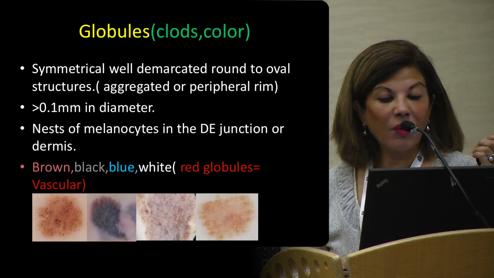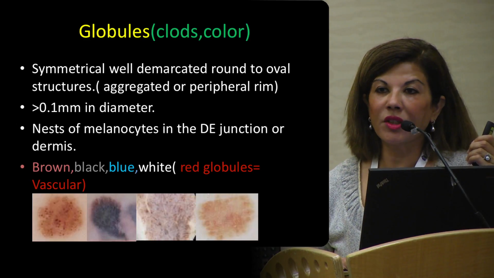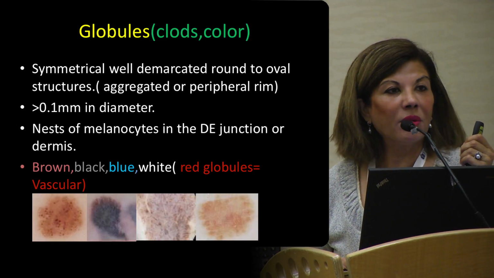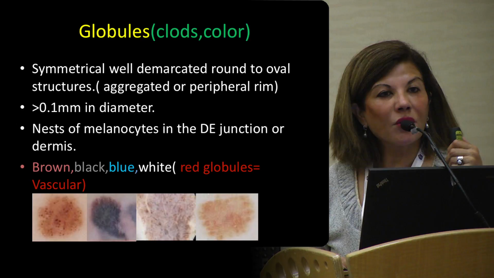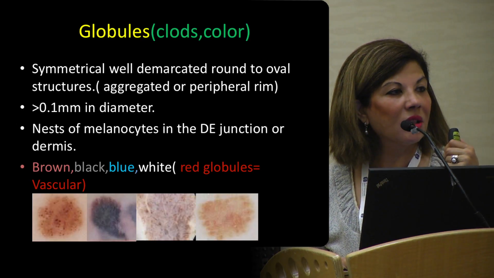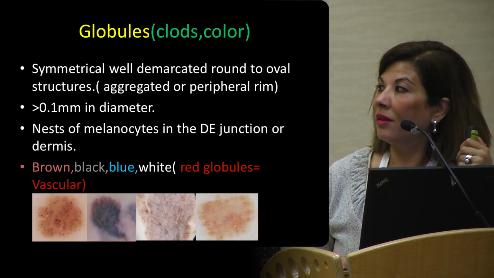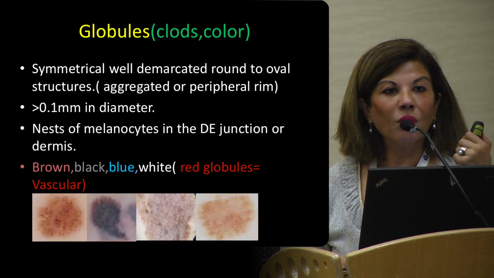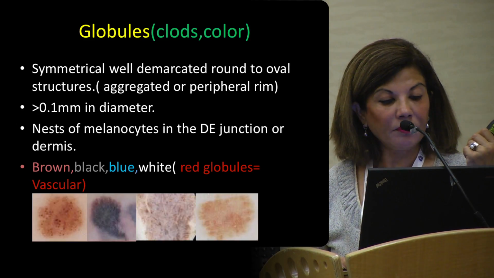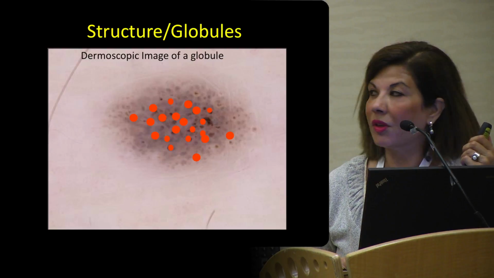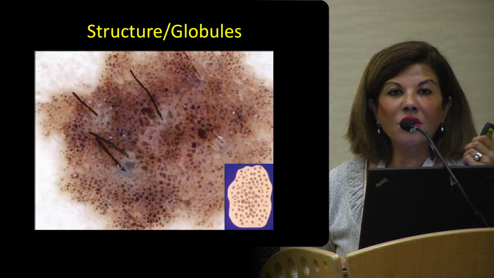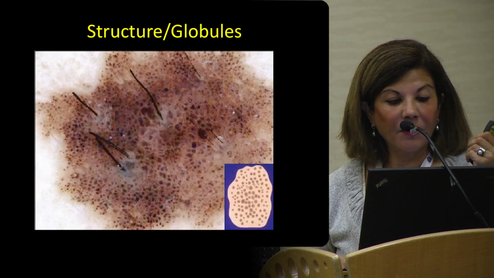Globules are symmetrical, well-demarcated, round-to-oval structures, typically more than 0.1 millimeter in diameter, and they constitute a nest of melanocytes in the dermal-epidermal junction or in the dermis. They vary in color from brown, black, blue, white, or red. This is a dermoscopy image of a globule, another dermoscopy image of a globule.